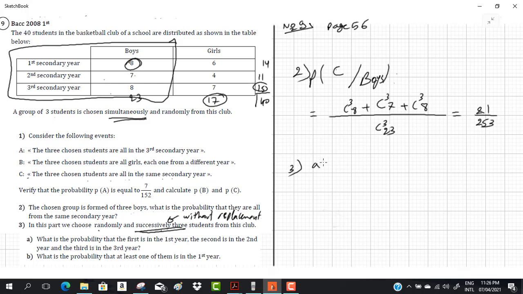Part 3a. What's the probability that the first is in the first year, the second in the second year, and the third in the third year? Of course, successively without replacement, we use arrangement. First in the first year is A1 out of 14, times A1 out of 11 in the second year, and A1 out of 15, over A3 out of 40.